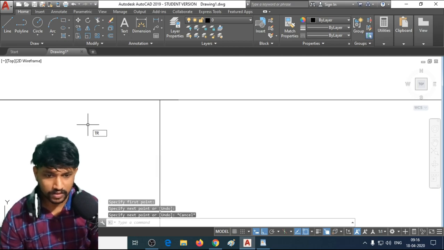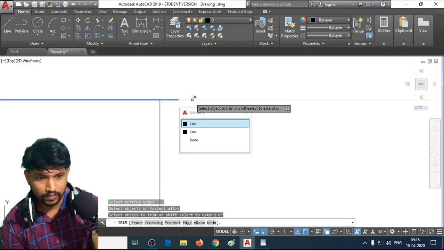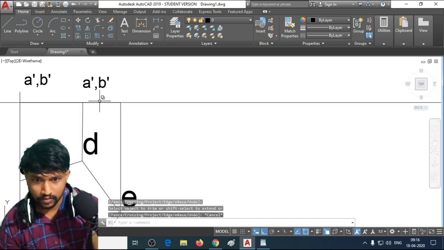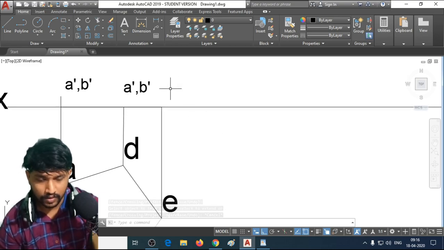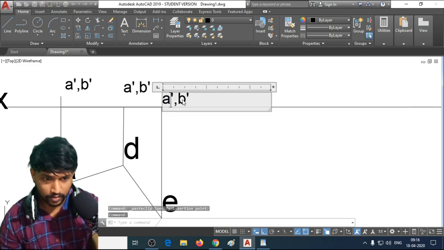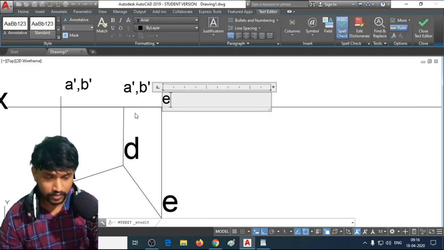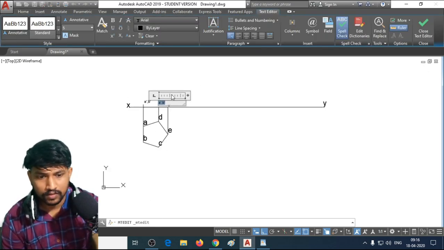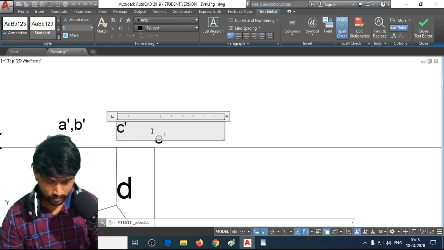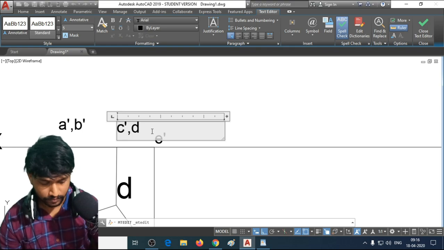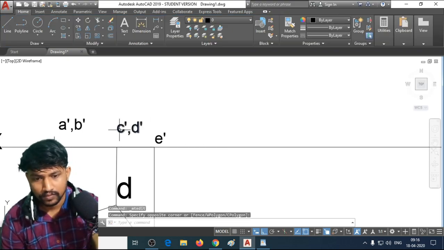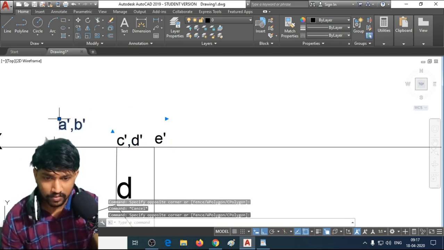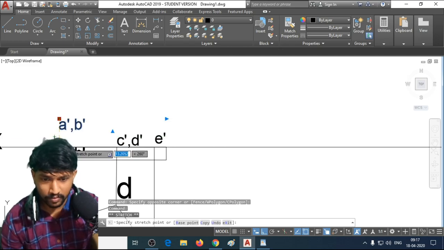So let me trim this extended portion here. Okay. Yes, now. So let me mark this particular one as E dash. Okay. C dash and D dash. By the way, this is conventional part, okay? This is not the AutoCAD part.